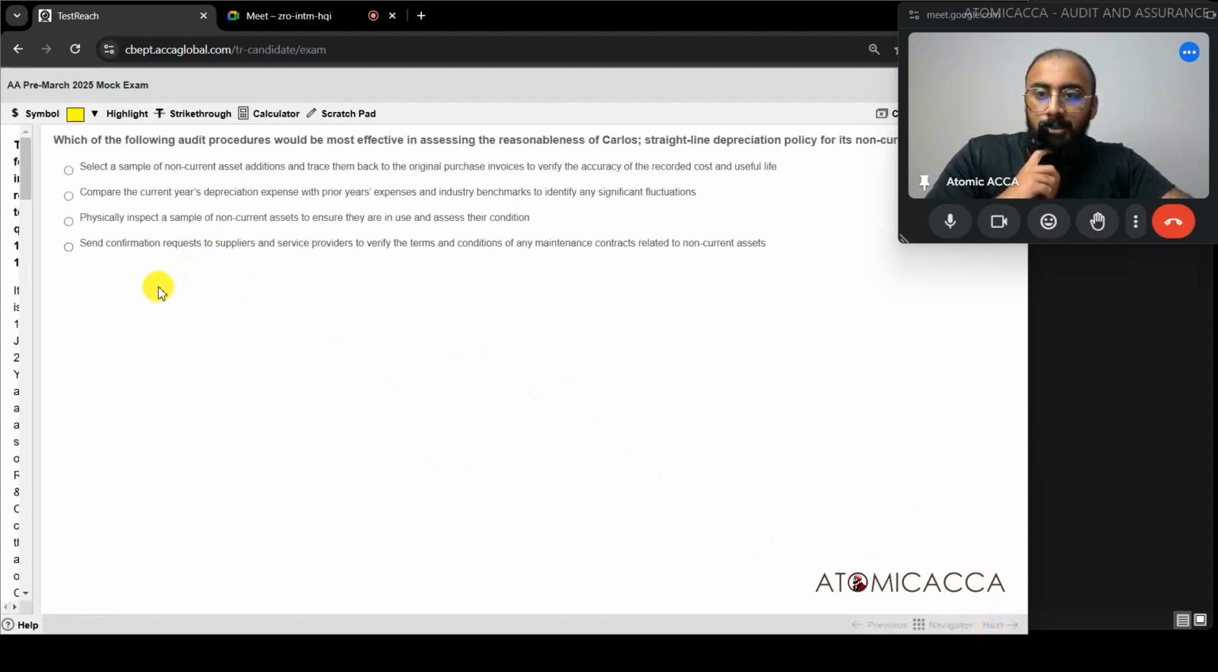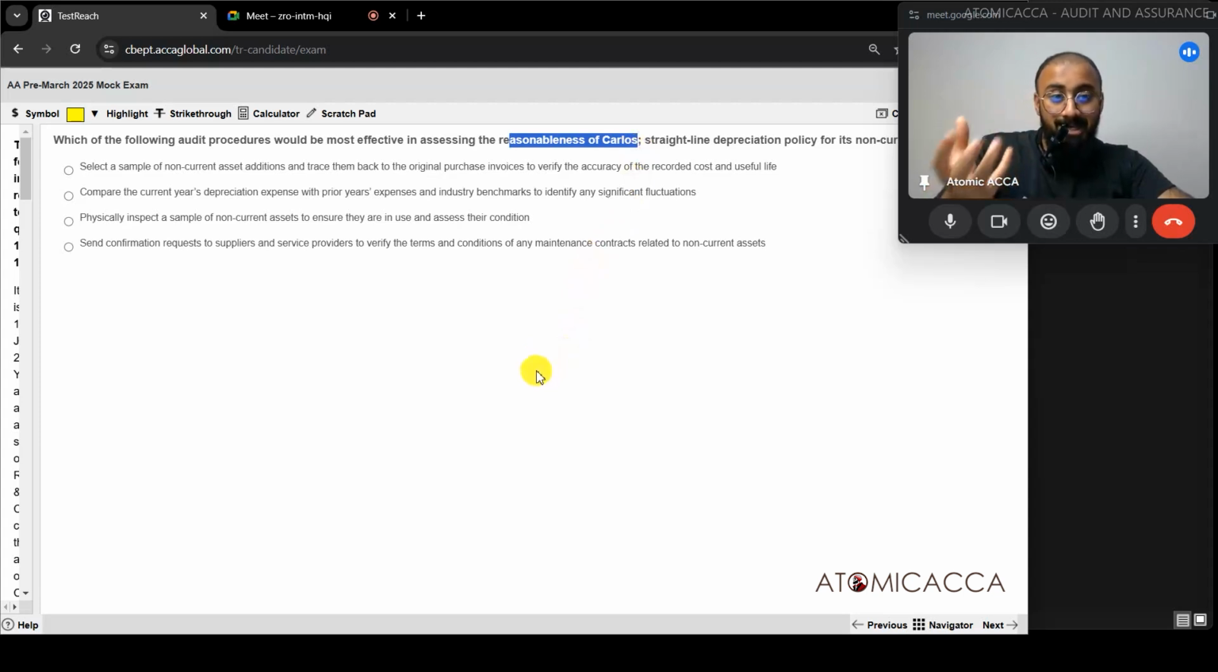Then, which of the following audit procedures would be most effective in assessing the reasonableness of Carlos' straight line depreciation for its non-current asset? So what are we trying to find out? Be careful. Reasonableness for the client to use straight line depreciation. So we're checking whether straight line depreciation is good for that client company to do or not. Not good in the sense of being financially good. We're talking about whether this is the right thing to do, or whether they should move into a reducing balance method like that.